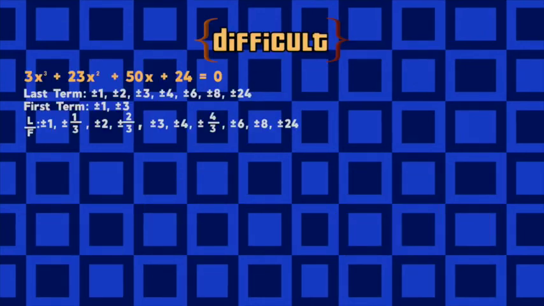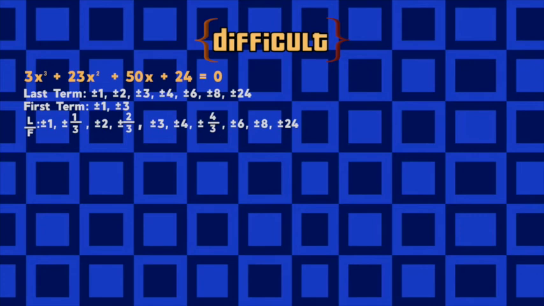First, we look for the last terms by looking for the factors of positive 24, which are plus or minus 1, plus or minus 2, plus or minus 3, plus or minus 4, plus or minus 6, plus or minus 8, and plus or minus 24. The first terms are plus or minus 1 and plus or minus 3. You can get that by factoring positive 3. Now, L over F will be plus or minus 1, plus or minus 1 over 3, plus or minus 2, plus or minus 2 over 3, plus or minus 3, plus or minus 4, plus or minus 4 over 3, plus or minus 6, plus or minus 8, and plus or minus 24.